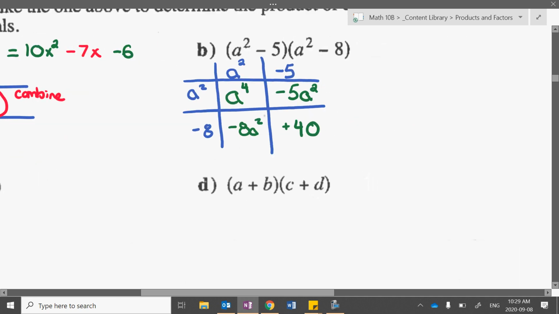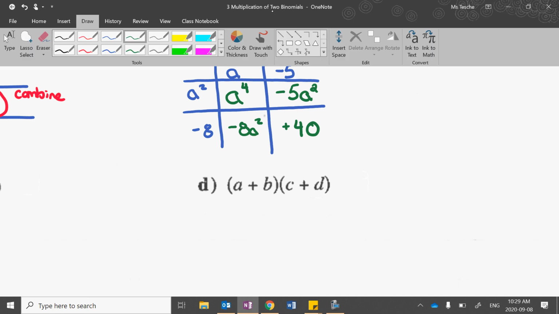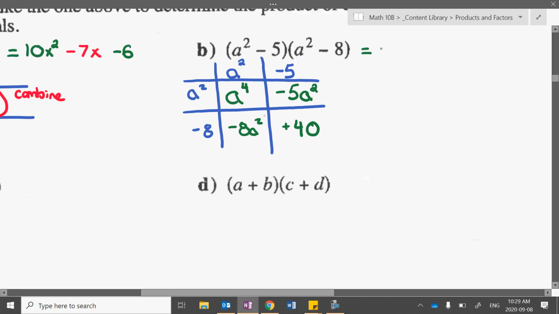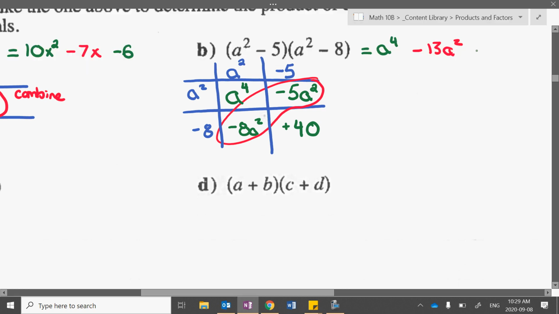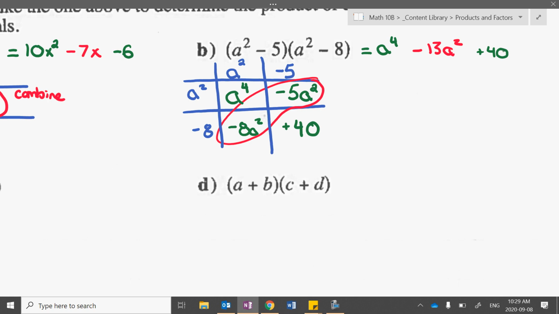So on this one, do I have like terms that I can combine? Yes. So I get a to the power of 4. That's the only guy like that. I can combine my a squares. So I have negative 5 and negative 8 gives me negative 13 a squared. I can combine those guys and then my plus 40. Does that make sense? Is that okay?